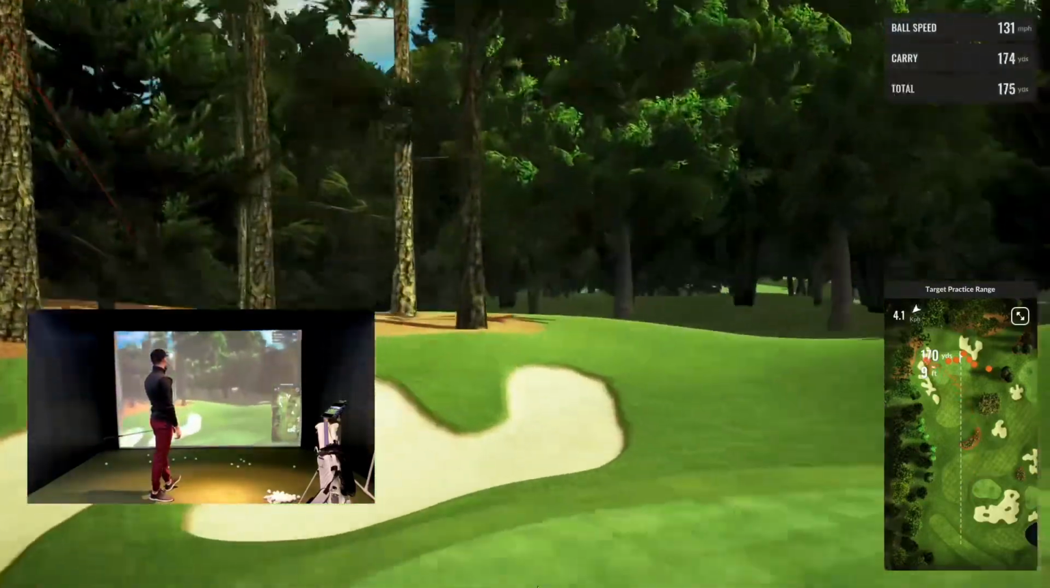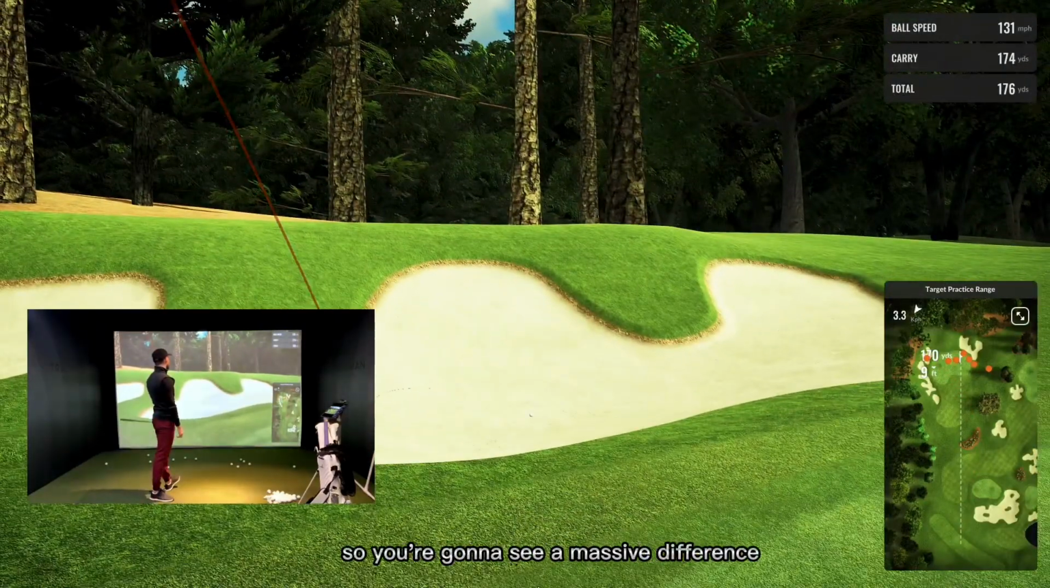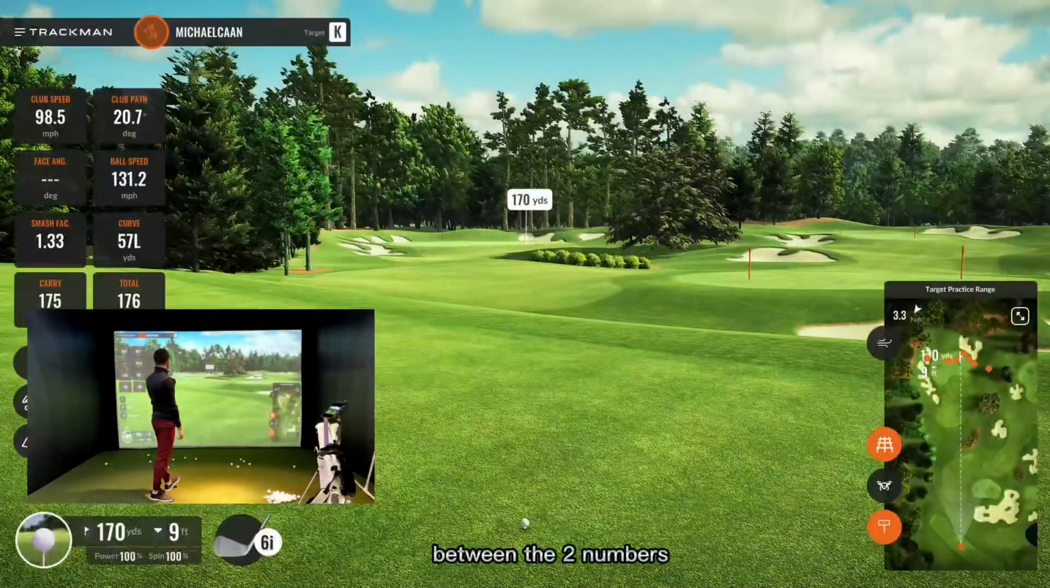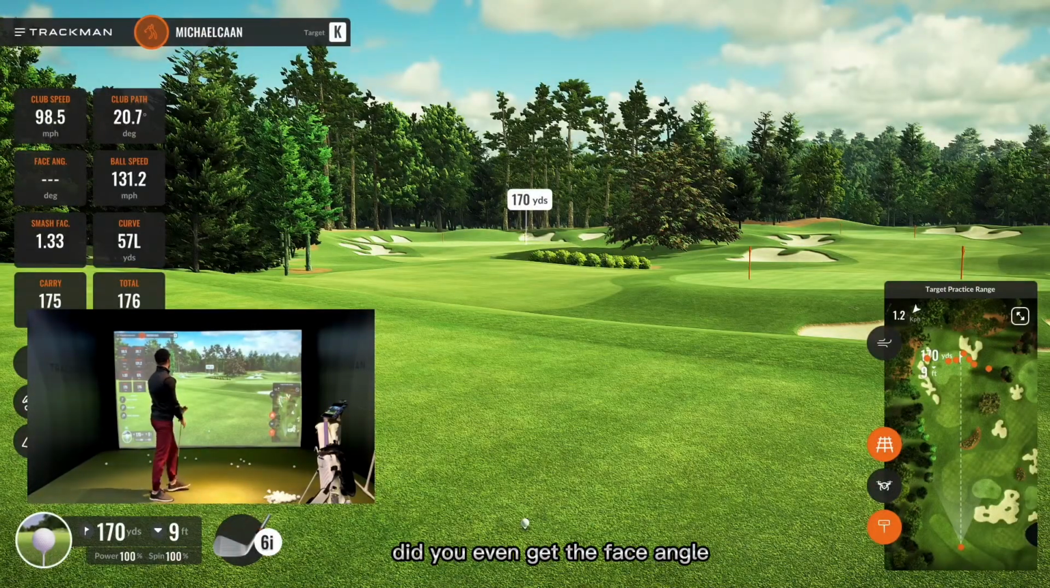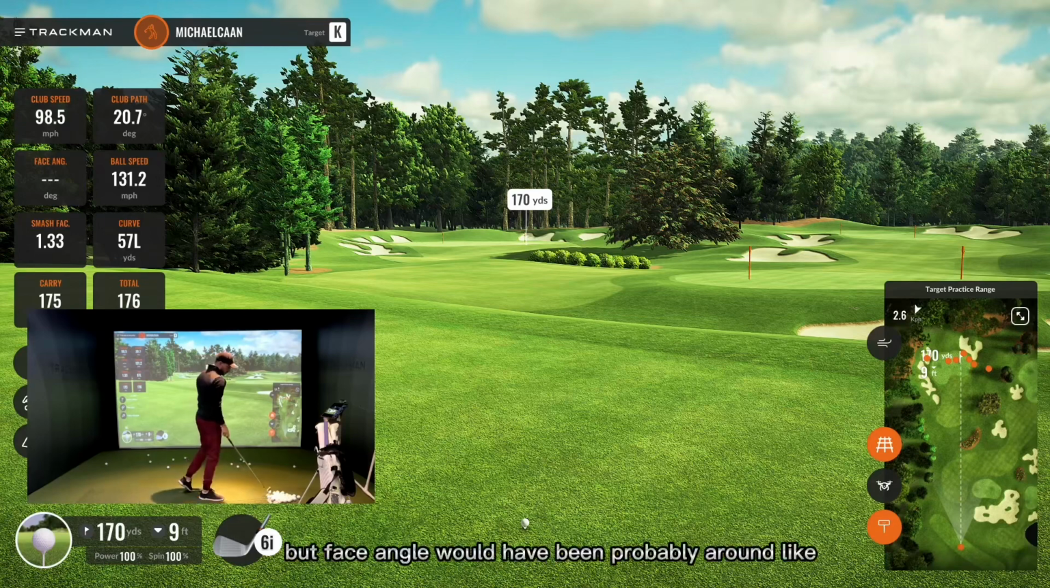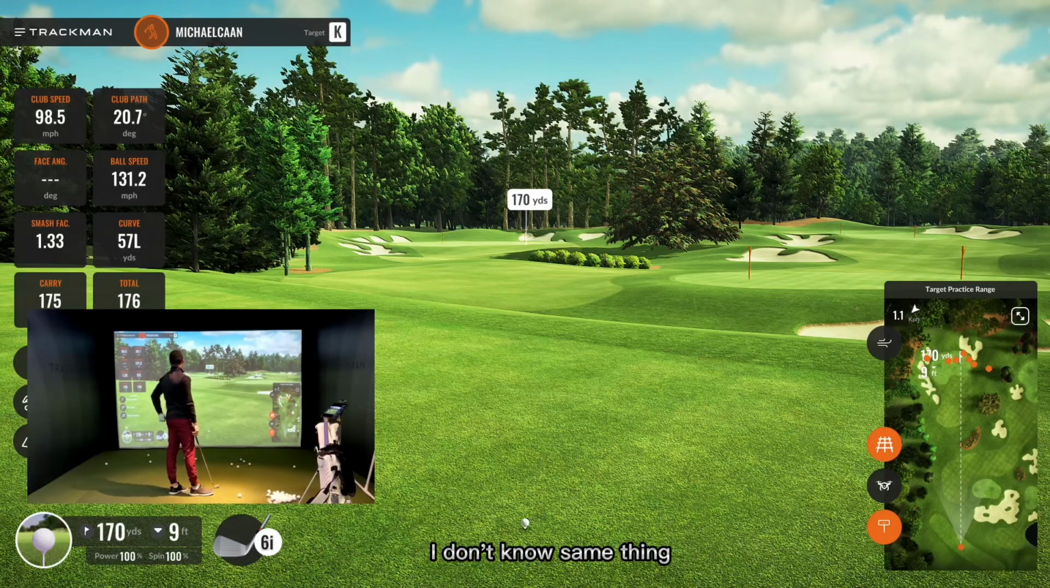See that? It's basically a snap hook, right? So you're gonna see a massive difference between the two numbers. Didn't even get the face angle. That's how gross it was. But face angle would have been probably around, like, I don't know, same thing, probably 8 or 10-ish. But look at that path.